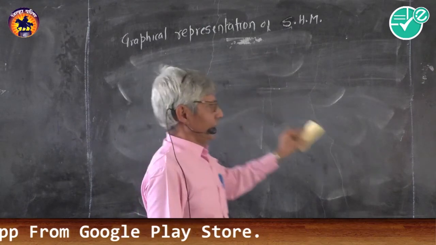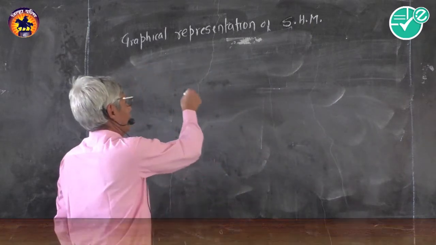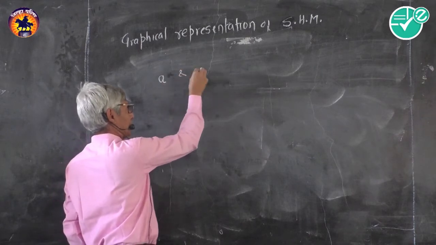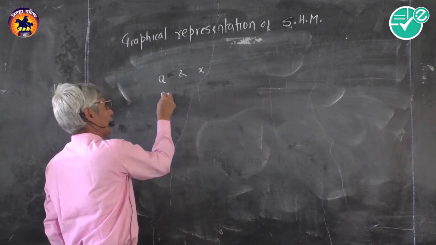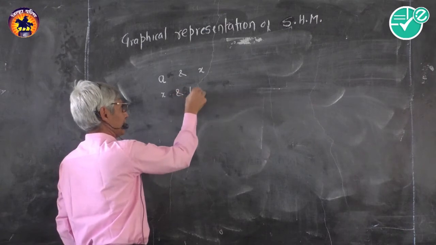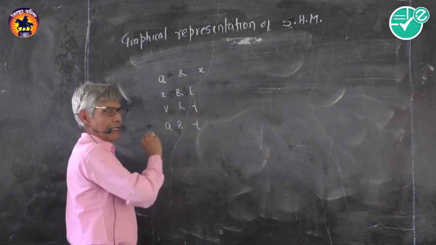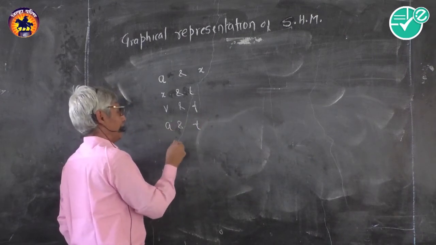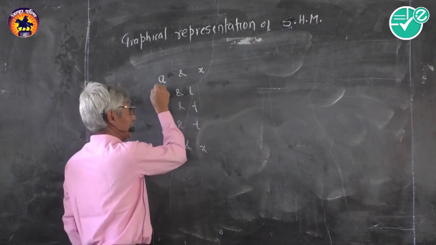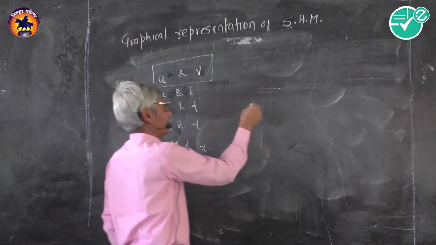Now, one more variation we can discuss. We have discussed the graphical representation of x equal to a sin omega t, x and t, v and t, acceleration. In the last period, we have discussed the variation of the velocity and the displacement. Now we can represent the variation of the acceleration and velocity.